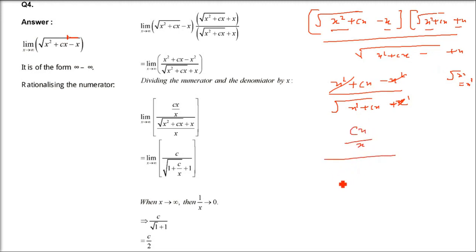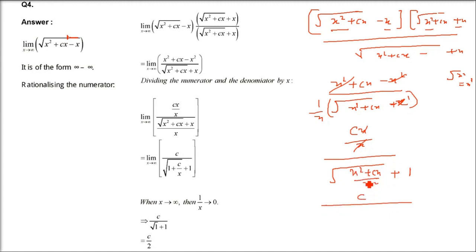In the denominator you have under root. As I said, x we have to divide, but when you push it inside a root, it has to be x square. I am dividing it by x, but inside under root, it has to be x square. So x square plus cx by x square, plus x divided by x is 1. This is 1. So you cancel this, and this is a constant in the numerator.